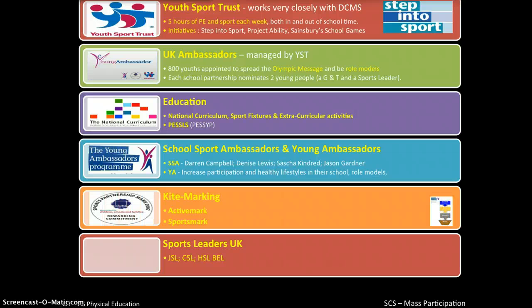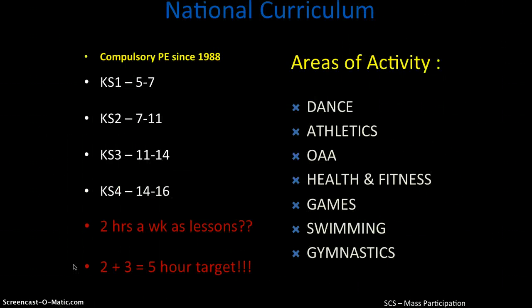Kite marking, something schools try to achieve and be recognised for, so they can get certain recognition, Active Mark or Sports Mark, if they achieve certain levels of participation. And then finally sports leaders, so you may have done GSL at school or you may be doing CSL at college, and again that's engaging young people with being leaders and encouraging participation.